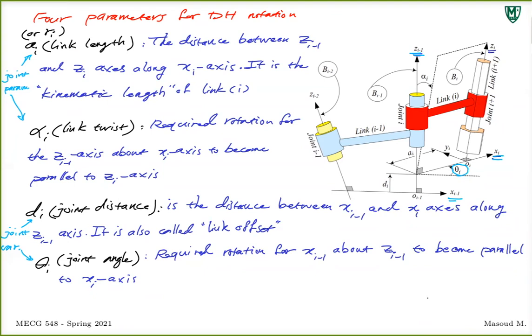Joint variables: d i is the distance between x i minus 1 and x i along the z i minus 1 axis. Again, you can identify that on a figure. And theta i is the required rotation for x i minus 1 to be parallel to the x i axis, and this rotation should happen around z i minus 1. Again, we refer to these definitions over and over, both the definitions of where to put axes and these definitions. At some point you start memorizing these definitions, because these are the only way you can identify the correct value for parameters and where they are.